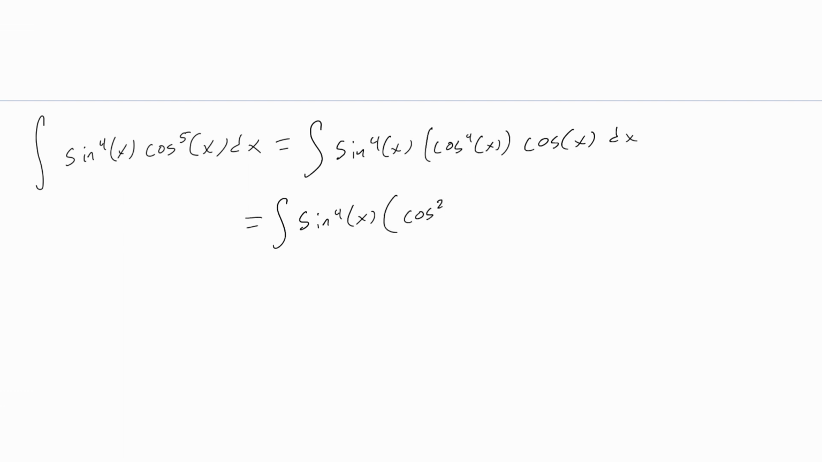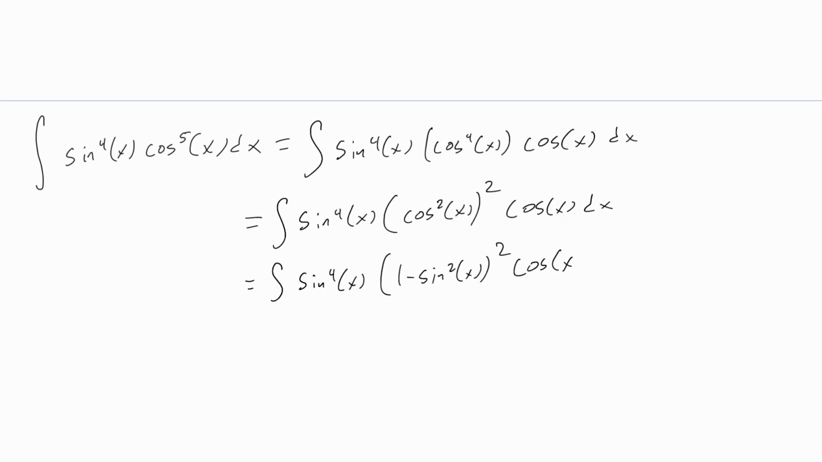Cosine to the fourth, that's the same as cosine squared squared. That's just rules of exponents. And now I know what to do with this. Cosine squared is the same as 1 minus sine squared. So I get sine to the fourth times 1 minus sine squared x quantity squared times cosine of x.